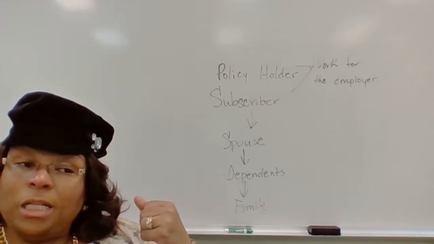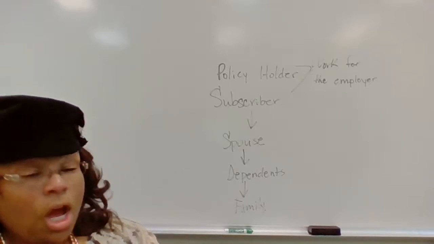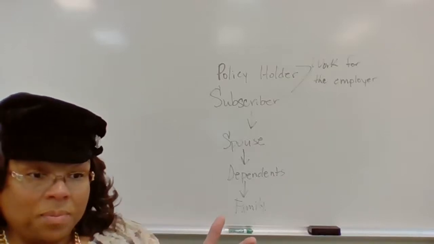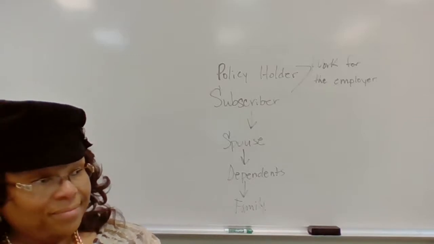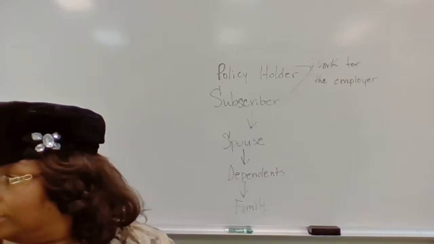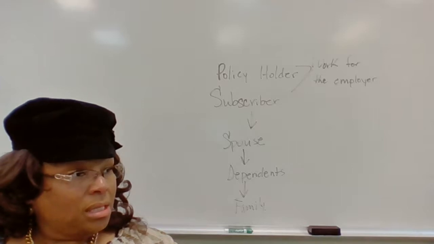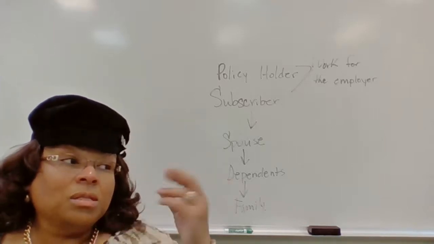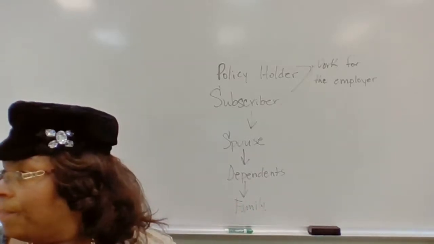I'm gonna use me and my husband for example. We don't have any children, so it's just me and my husband and 2 dogs. That is it. Does that make sense? He is the policy holder. He is the one that has the insurance through his company. I am the spouse. I am the spouse dependent, but I'm the spouse. Does everybody get that?